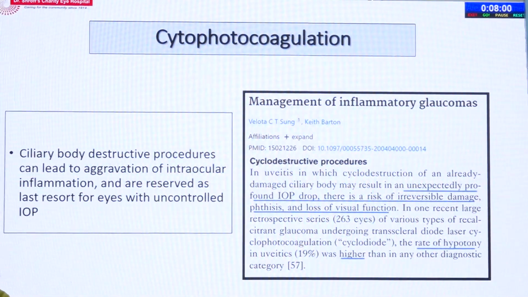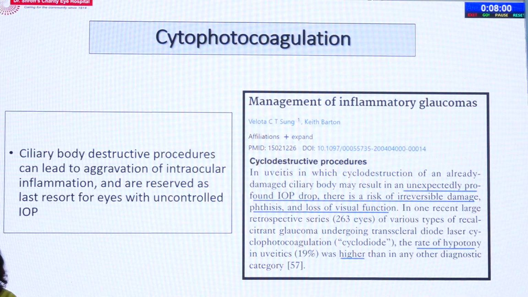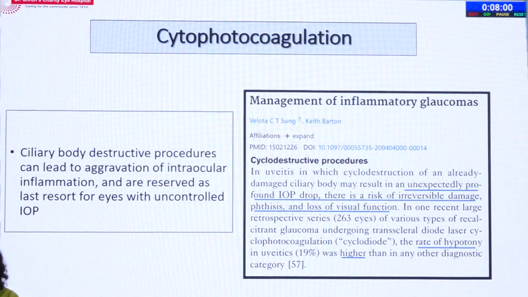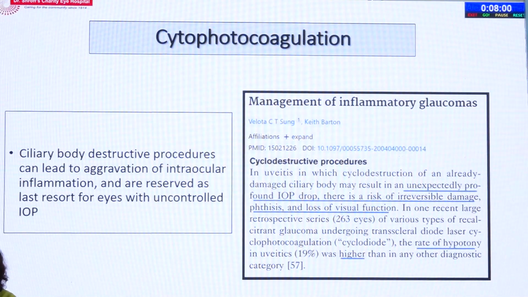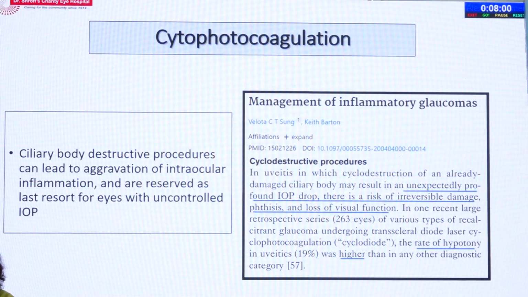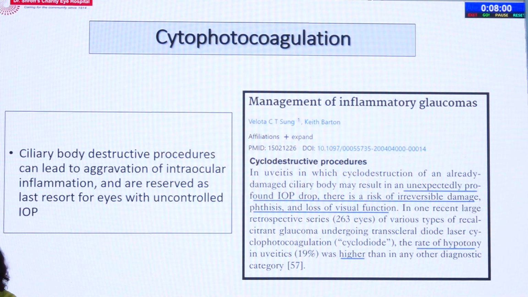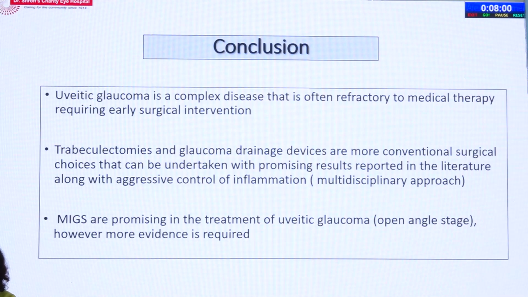Cyclophotocoagulation is the last resort, because it can lead to aggravation of inflammation as well as hypotony in an already compromised ciliary body, and a profound IOP drop can occur. In a study including various diagnoses, the rate of hypotony was much higher in uveitic glaucoma with cyclophotocoagulation as compared to other diagnoses.